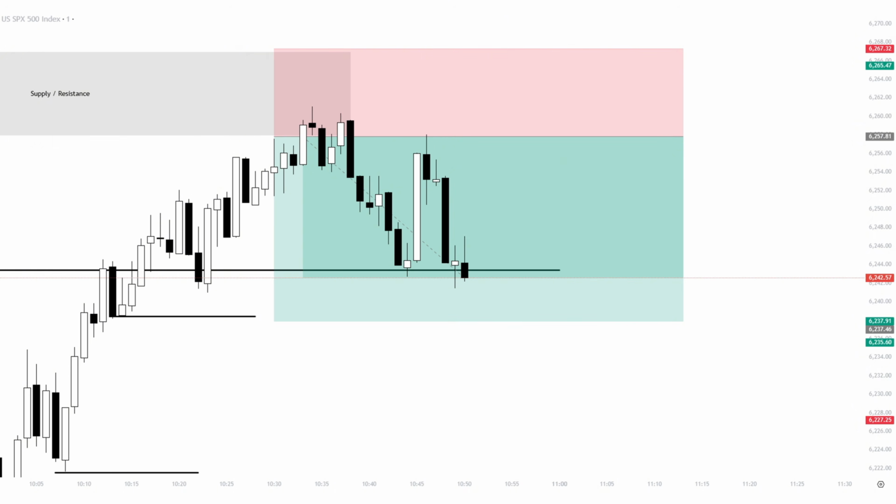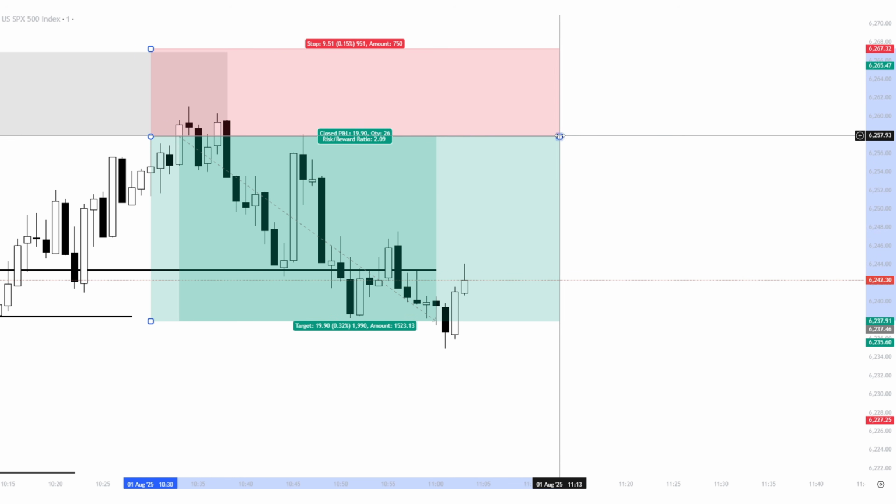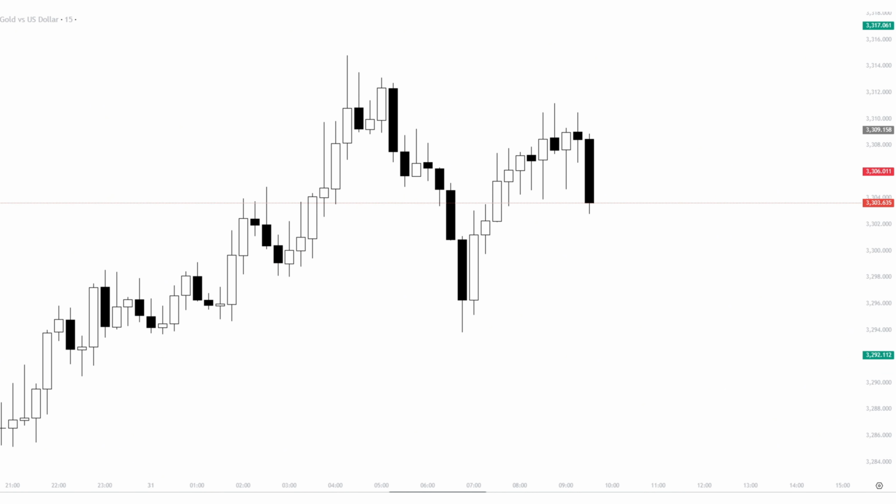So far, it's moving in our advantage. And there you go. Take profit hit a couple of candles later. Now this time let's try on the gold market.